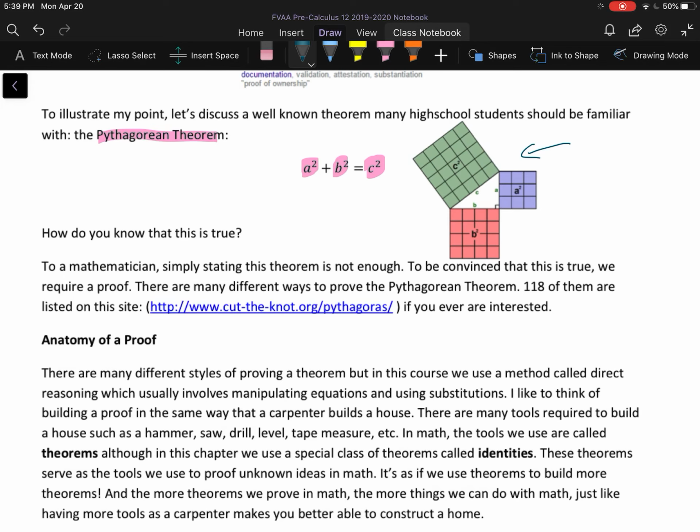To many mathematicians, simply stating that a theorem is true is not enough. To be convinced that it is true, we require a proof. There are many different ways to prove the Pythagorean theorem. For example, there are 118 of them on the website that's included in these notes if you're ever interested.